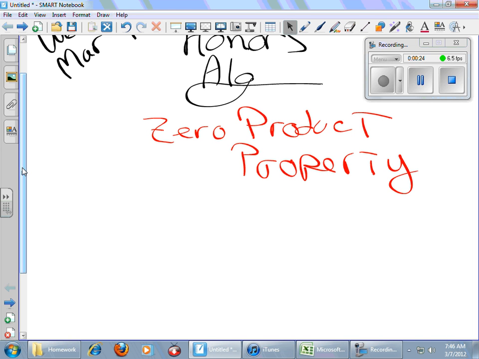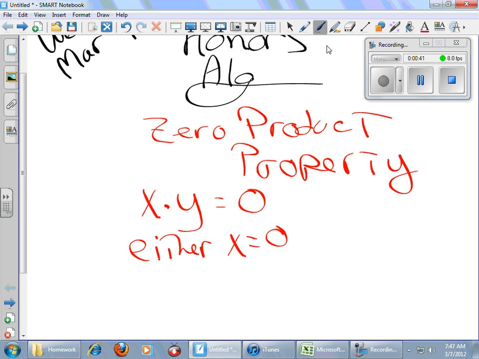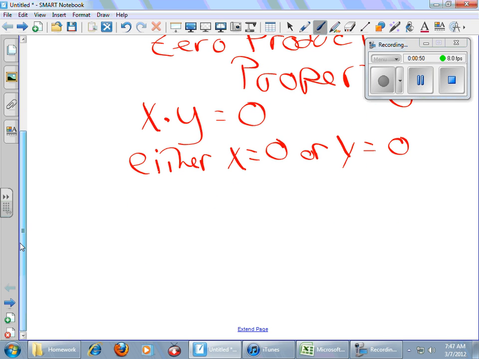The zero product property. You've known this since you learned to multiply. All it says is that if you have two numbers, say x times y equals 0, either x equals 0 or y equals 0. Of course, both could equal 0 also. That's all it says. If you say 5 times x equals 0, well, you know 5's not 0, then x must equal 0.